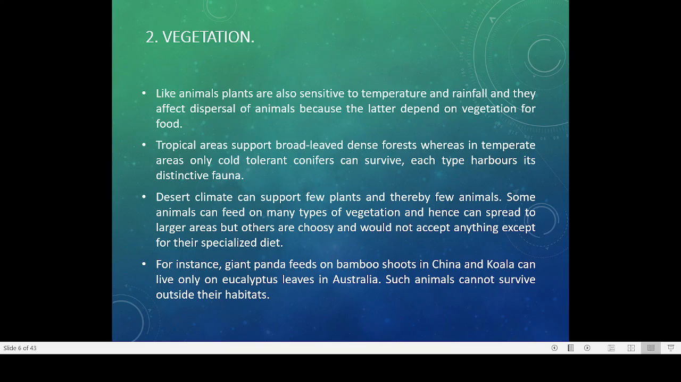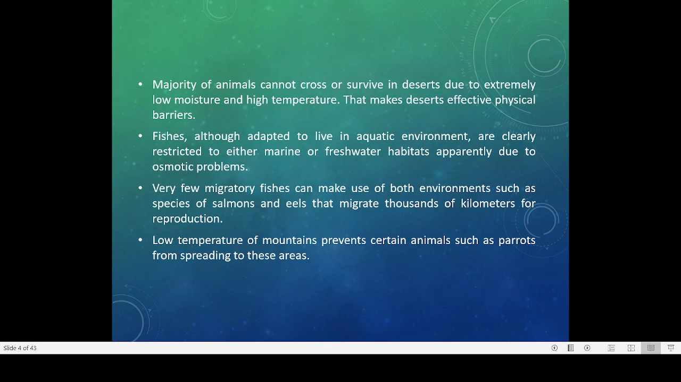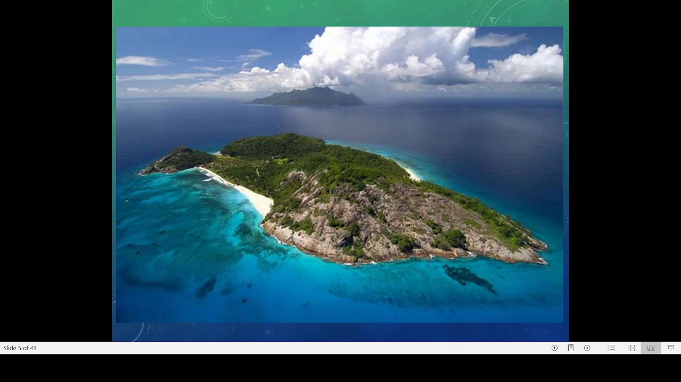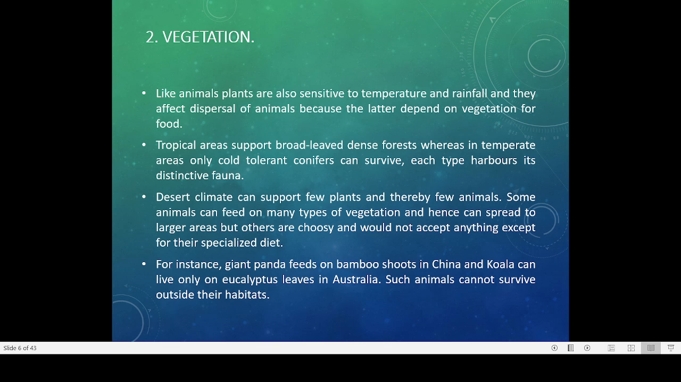The second factor is vegetation. One factor that is controlling the distribution of animals is the climate. Under the climate, mainly we are thinking of water content, rainfall, temperature, and the important humidity. These are the three important factors which are controlling the climate. Then the next point is the vegetation. Vegetation mainly means plants, the amount of plants. How much amount of plants are present in an area? Animals cannot survive if plants are absent in an area.